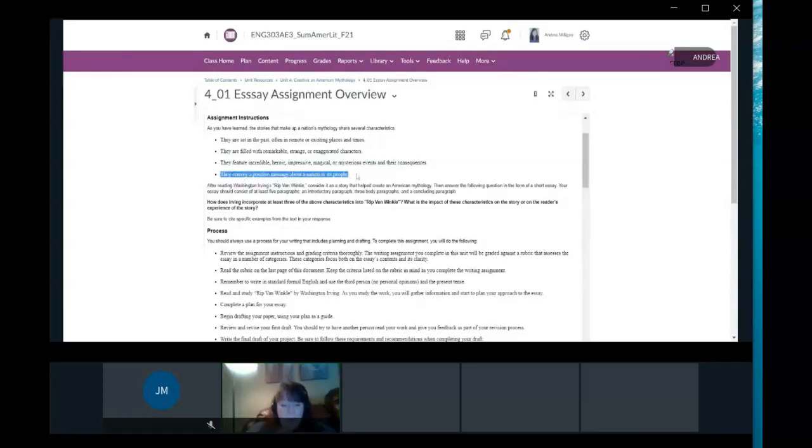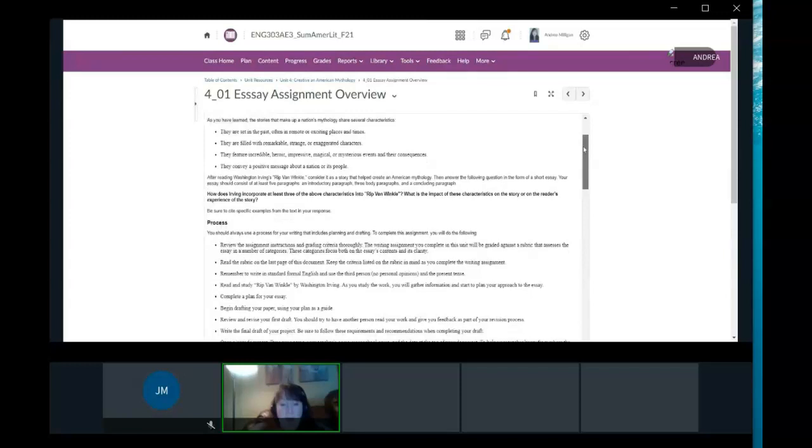or its people. So, what they want you to do is, after reading Rip Van Winkle, consider it as a story that helped create the American mythology. Then answer the following question in the form of a short essay. Your essay should have at least 5 paragraphs, an introductory paragraph, 3 body paragraphs, and a concluding paragraph. So here is the question that you are answering. It says, how does Irving incorporate at least 3 of the above characteristics into Rip Van Winkle? What is the impact of these characteristics on the reader's experience of the story? Be sure to include examples in your response.